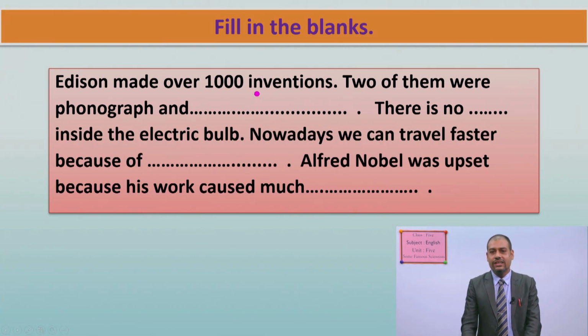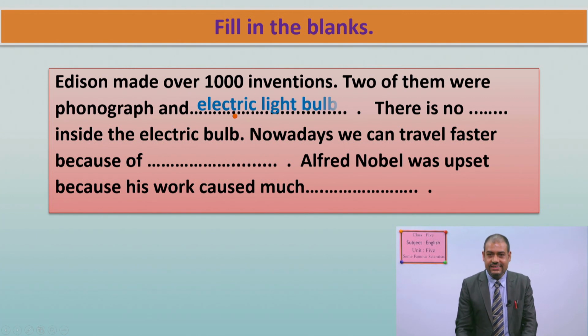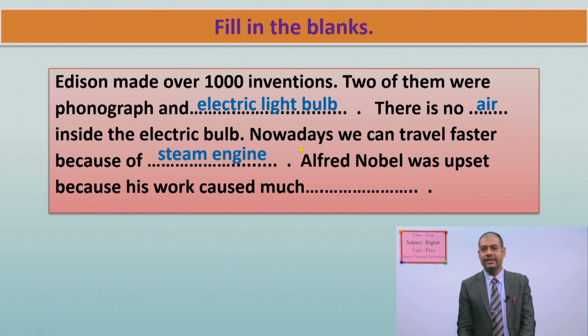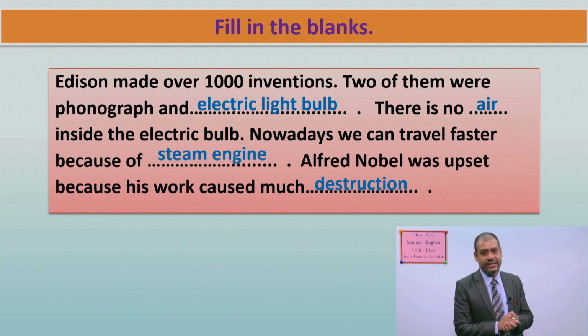Edison made over 1,000 inventions. Two of them were phonograph and, yes, what you have written, check now. It is electric light bulb. And there is no air inside the electric bulb. Nowadays we can travel faster because of steam engine. Alfred Nobel was upset because his work caused much destruction. Yes, very good. Is it clear to you? Are the answers right? Very good.